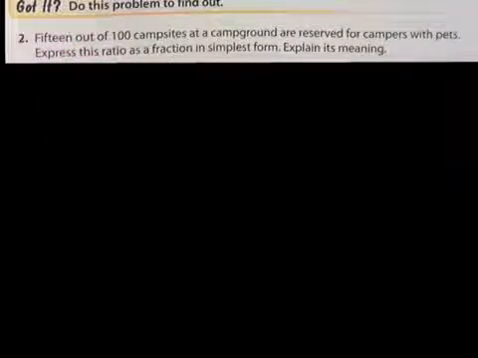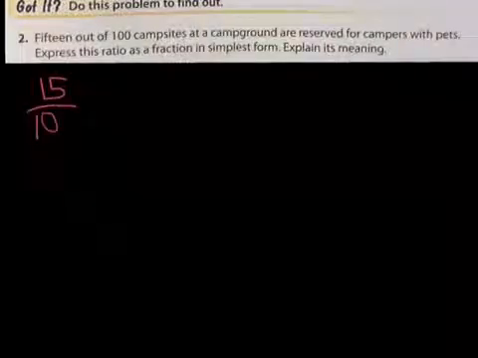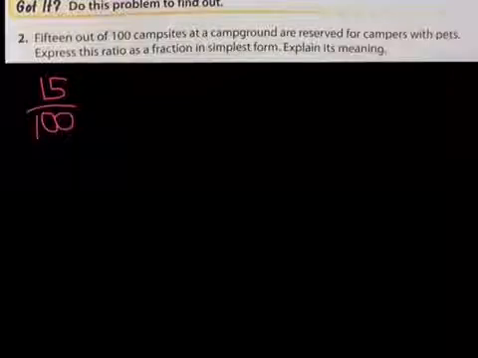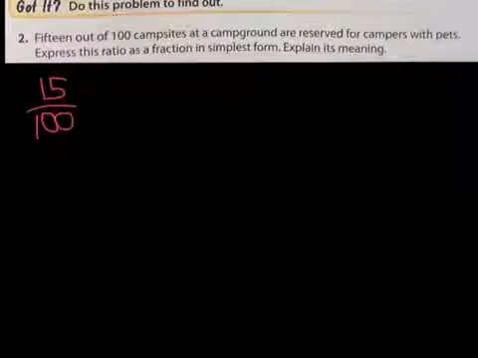15 out of 100. Okay, I'm just going to write that ratio right now. Remember, this is not a fraction, boys and girls. This is a comparison of two quantities. We have 15 out of 100. 15 means something than the 100. So this is a comparison of a part to a whole.